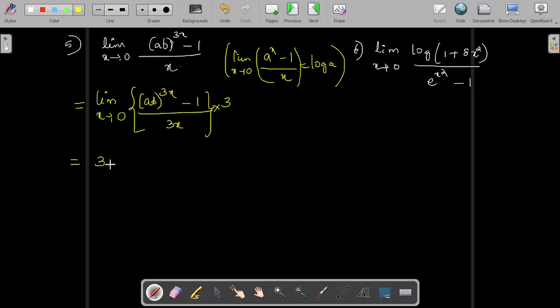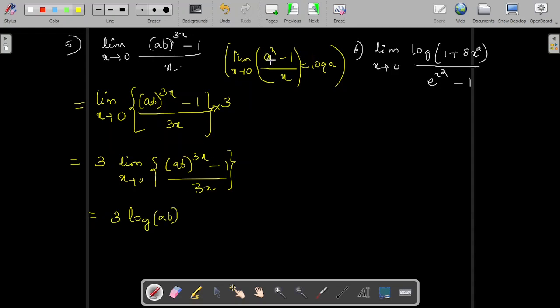You can keep 3 outside. Limit x tends to 0, ab power 3x minus 1 divided by 3x. So as per this form, the value of this should be log of ab, because a is a constant here, ab is also a constant, just that is the difference. So a power x minus 1 by x as x tends to 0 is log a. So here the constant is ab, hence log ab. So the answer is 3 log ab.